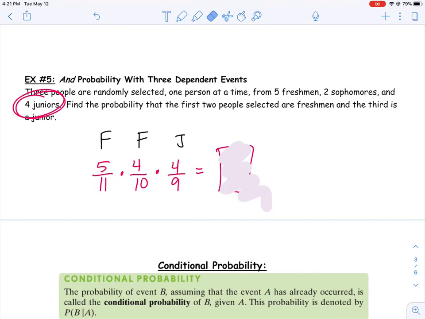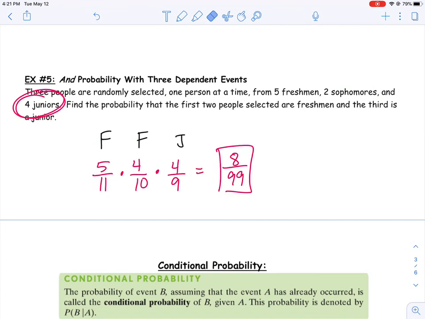I have 5 out of 11 times 4 out of 10 times 4 out of 9. Do you see how it decreases every single time because the total number of students goes down? I ended up getting 8 out of 99 as a reduced fraction or probability that I'll pick a freshman and then a junior. All right, make sure you hear those key words.